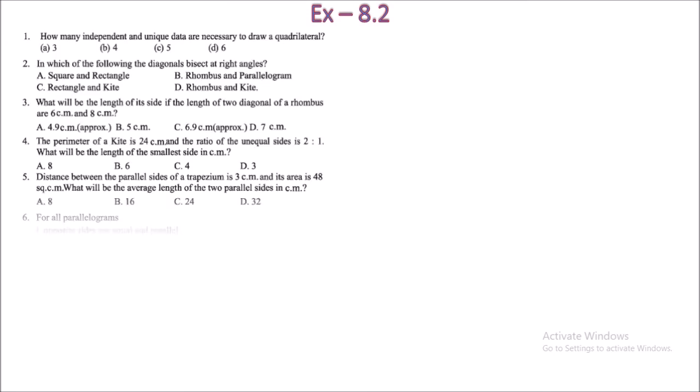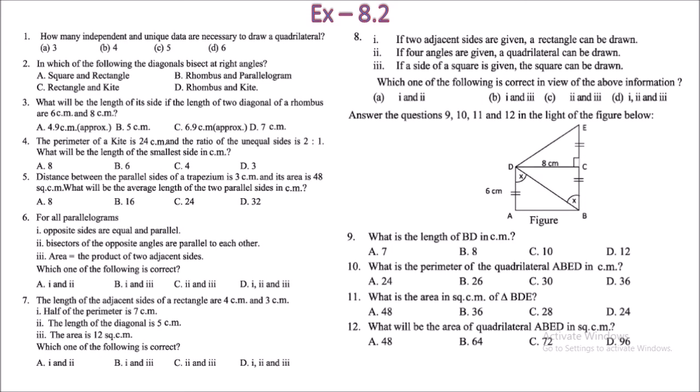Now we are going to solve the MCQs of exercise 8.2. So from that you can say number one, how many independent and unique data are necessary to draw a quadrilateral? We know there are 5 data required. So number two, in which of the following do the diagonals bisect at right angles? We know that rhombus and kites are correct, and the rest of them are not correct. What will be the length of its sides if the lengths of two diagonals of a rhombus are 6 centimeter and 8 centimeter? So the answer will be 5 centimeter. That is the correct one.